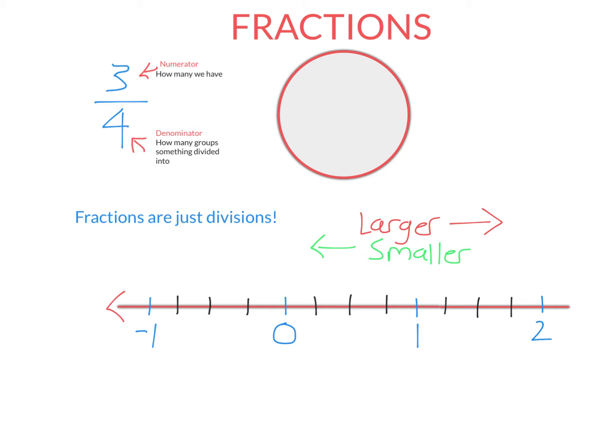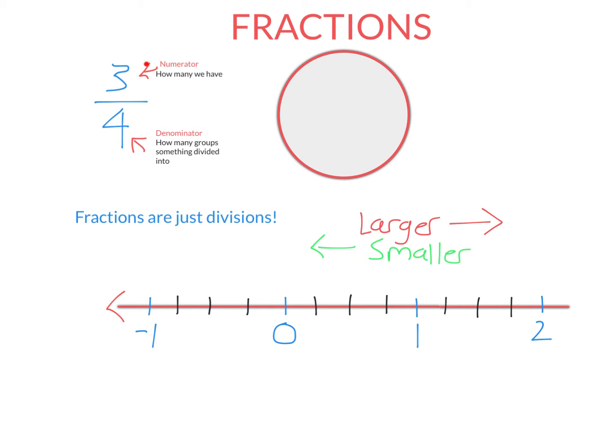So what exactly are fractions? They're numbers that look like this. They have a number on top called the numerator, and a number on the bottom called the denominator. This line here basically means divide. Fractions are just divisions. The numerator, the top number, tells us how many things we have, and the denominator tells us how many groups something was divided into.